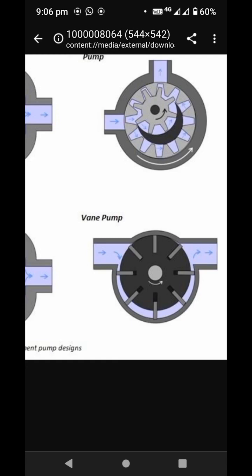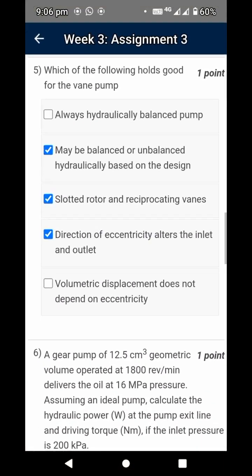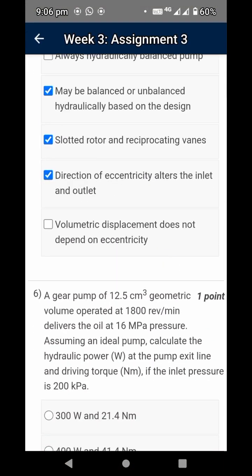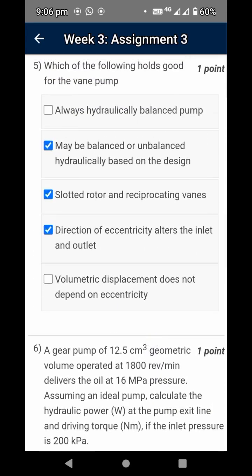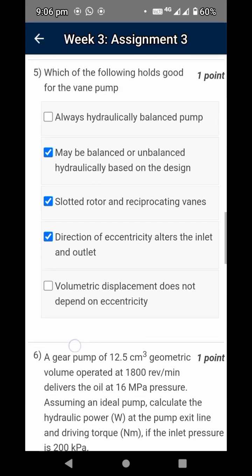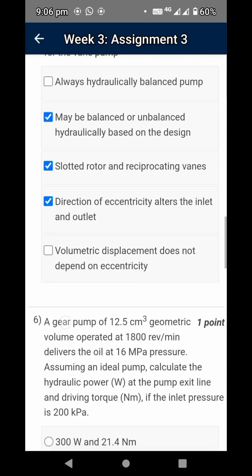The shaft axis and the cam axis, the eccentricity will be greater. So that is what is mentioned here. Direction of eccentricity alters the inlet and outlet. And volumetric displacement depends on eccentricity. Based on the eccentricity, for maximum eccentricity, the maximum volumetric displacement will be created. For minimum eccentricity, minimum volumetric displacement will be created. So it is dependent. So option 5 is wrong.